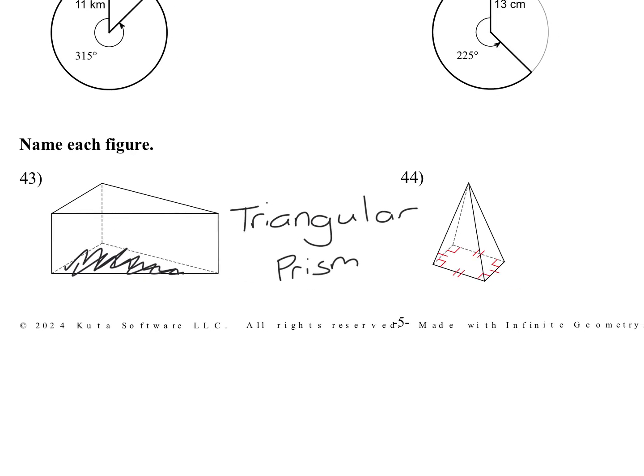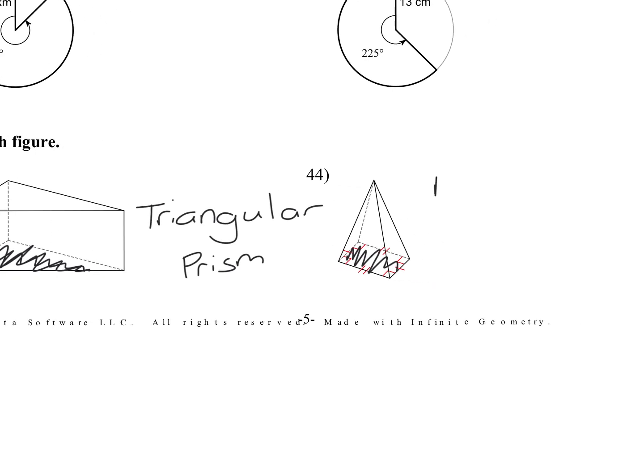Number 44, what's the base shape? Rectangle. So it's rectangular, and now is it a prism or a pyramid? Pyramid, because it ends in a point. Yep.